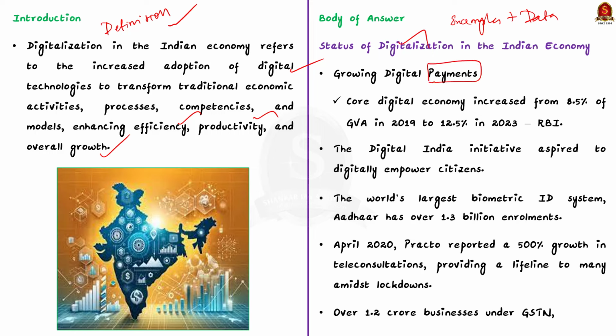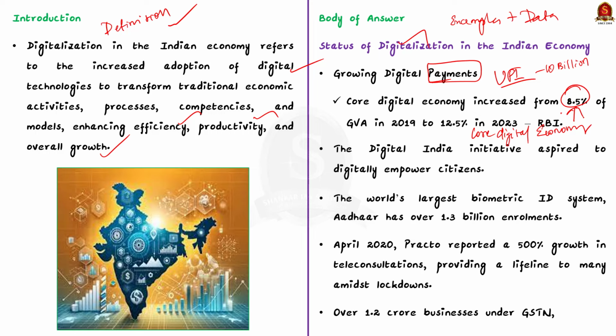See, UPI is a shining example with platforms like BHIM, Google Pay, PhonePe facilitating seamless and real-time money transfers. Recently, UPI monthly transaction volumes likely crossed the historic 10 billion mark in August 2023. And also know that according to RBI, the share of India's core digital economy increased from 8.5% of GVA in 2019 to 12.5% in 2023, with a growth rate of 15.6% over 2019 to 2023.